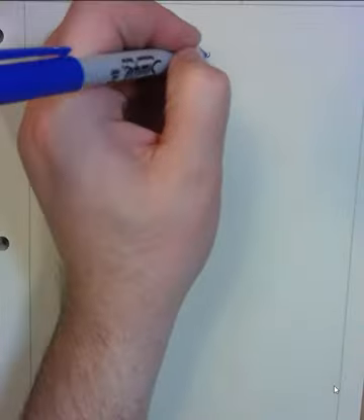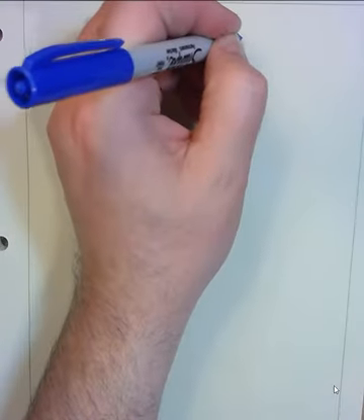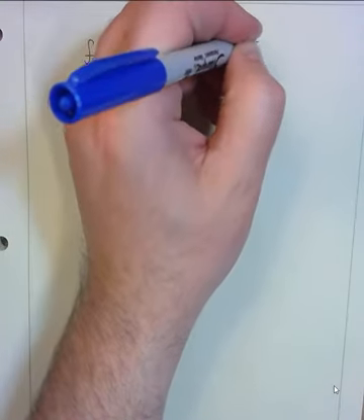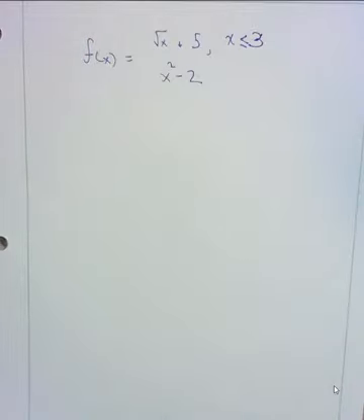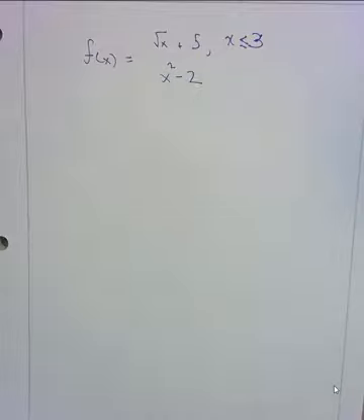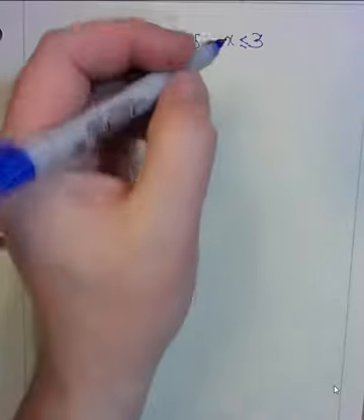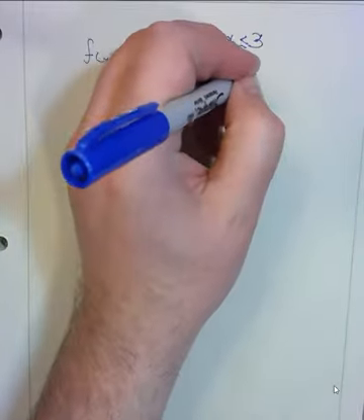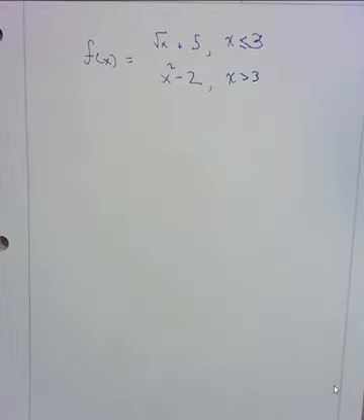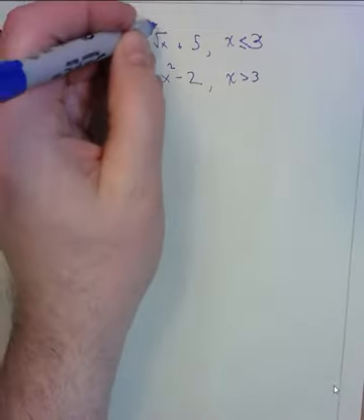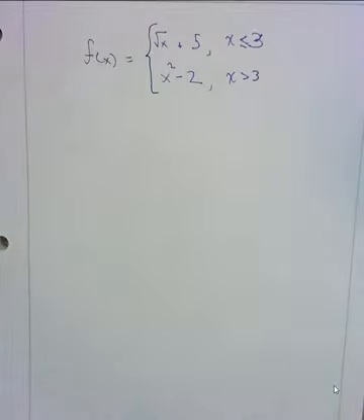And so I'll give them some more details. The square root of x plus 5 version will be valid as long as x is less than or equal to 3. But then once we pass x equals 3 and go to x values that are greater than 3, the function is going to change and become x squared minus 2. You have just invented a piecewise function.